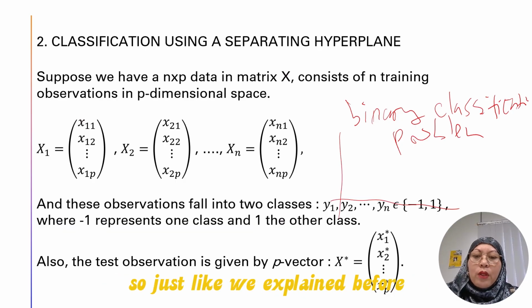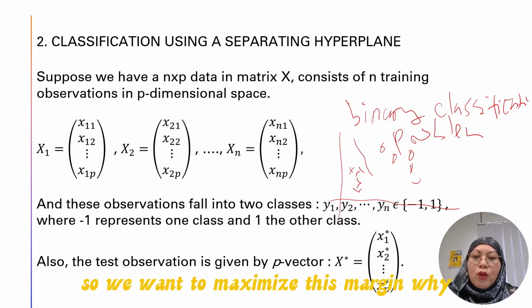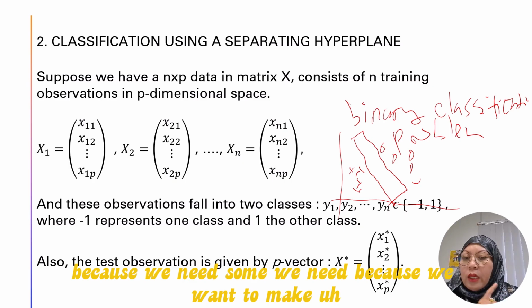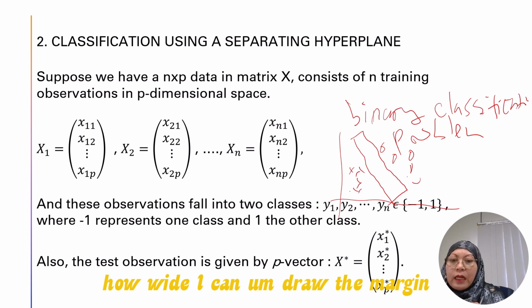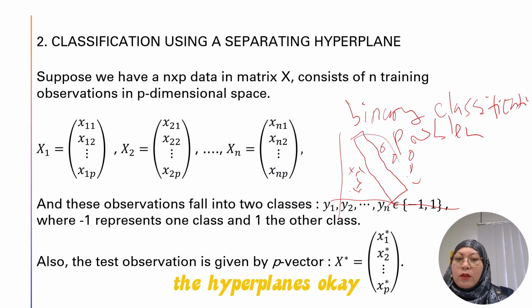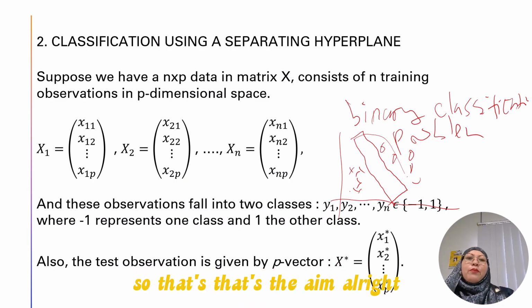Just like we explained before, we have data points here and data points over here. We want to maximize this margin. Why? Because we want to find how wide we can draw the margin around the hyperplane, such that many data points can get closer to the hyperplane. That's the aim.